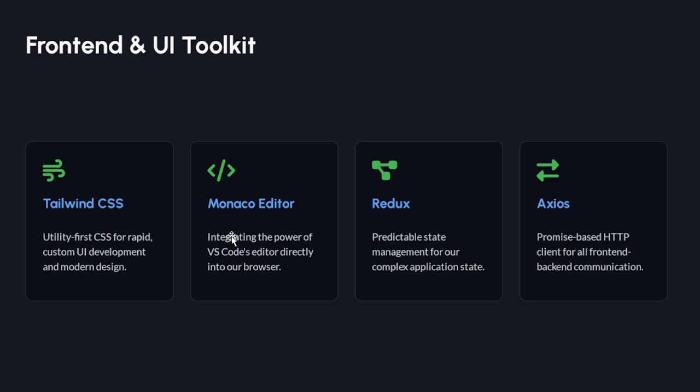Next, Redux Toolkit for powerful and predictable global state management of our complex application state. Next is Axios. It is a promise-based HTTP client for all front-end and back-end communication. So basically, Axios is responsible for connecting the front end and back end. We will also use Postman for managing and testing API requests on our backend.